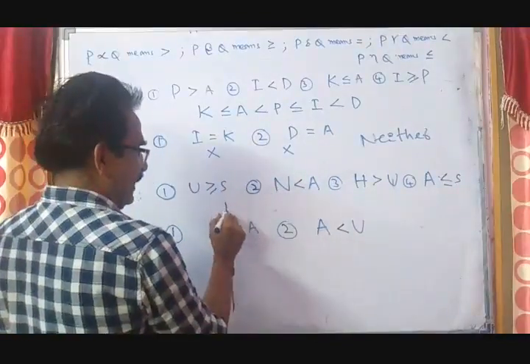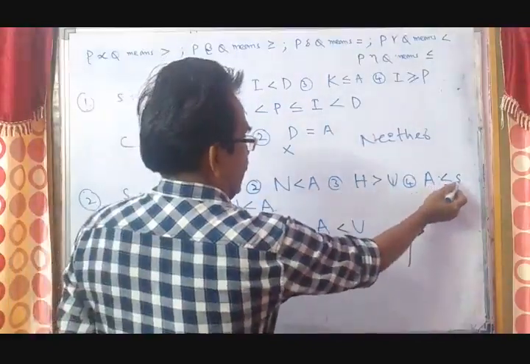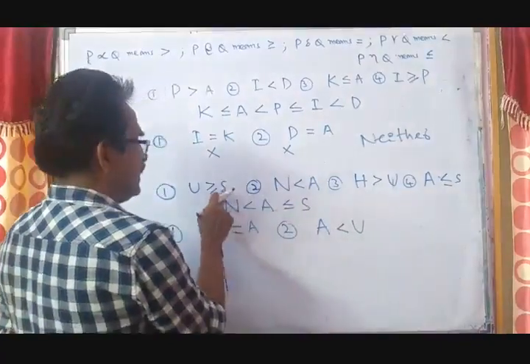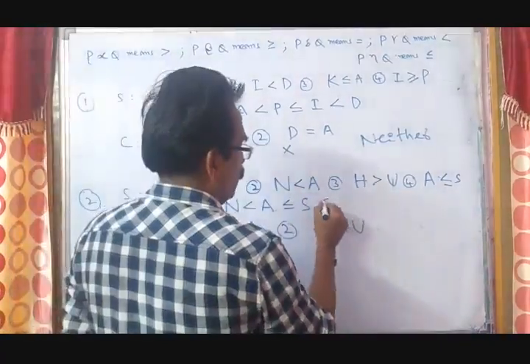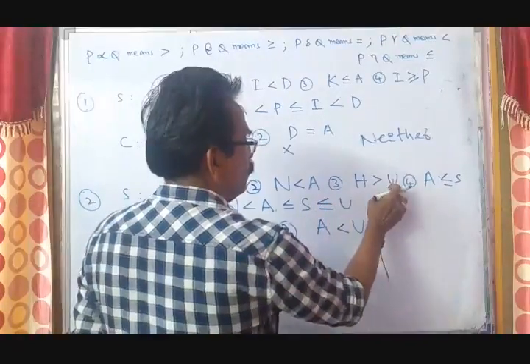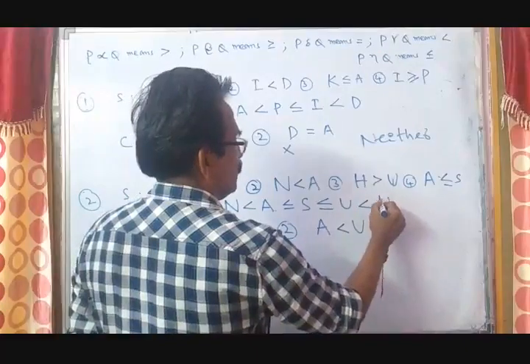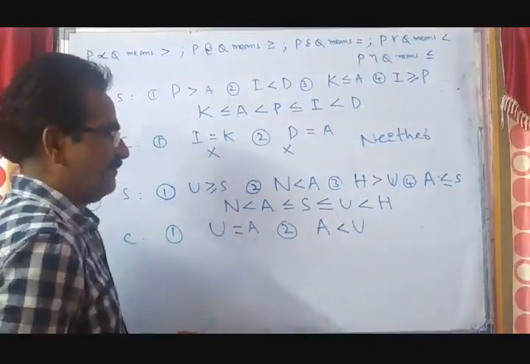N less than A. A less than or equal to S. S less than or equal to U. U less than H. So this is the statement line. Now you can easily verify.